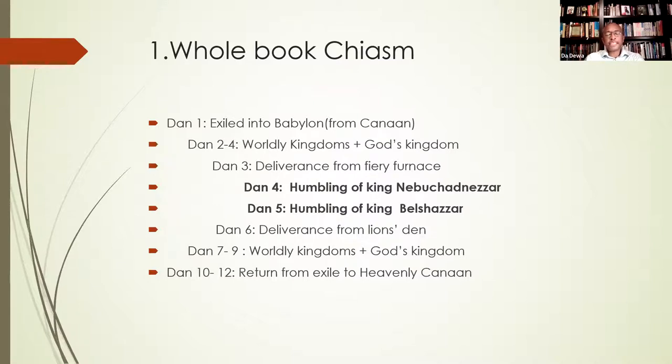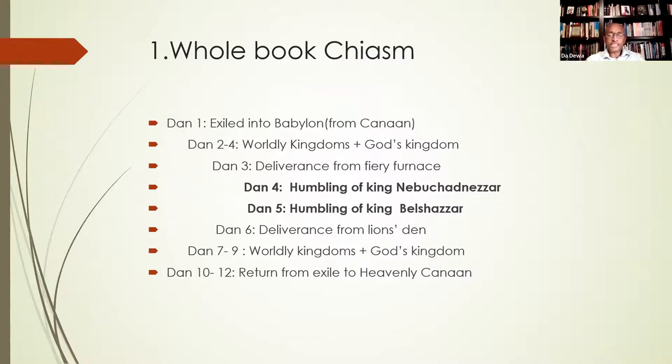So what you find is that here we've got a double apex, chapter 4 and chapter 5, about kings being humbled. Then when we go on to Daniel chapter 6, we're back to deliverance, which ties in with chapter 3, which we saw up here, which was deliverance from a fiery furnace. So here we've got the theme of deliverance, but different people being delivered.